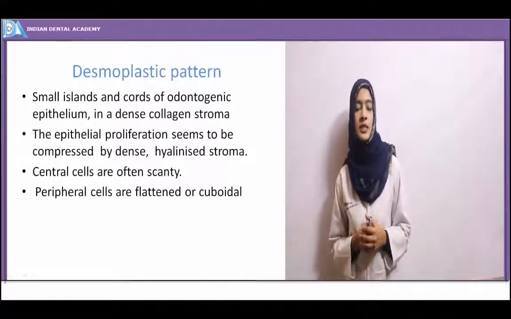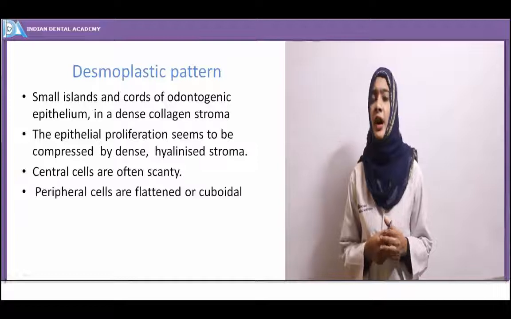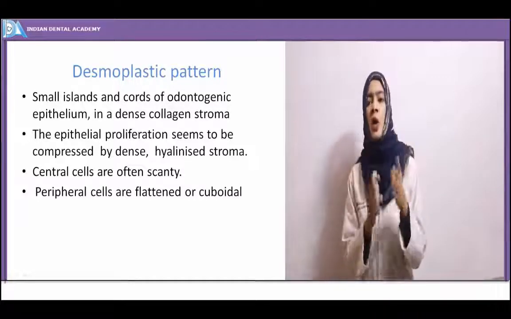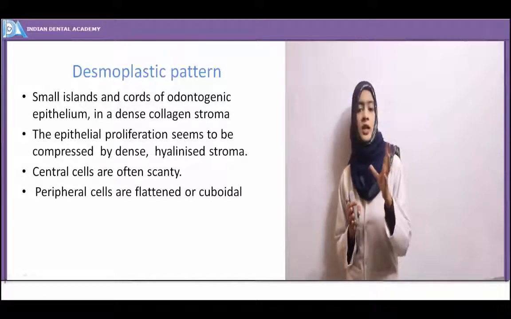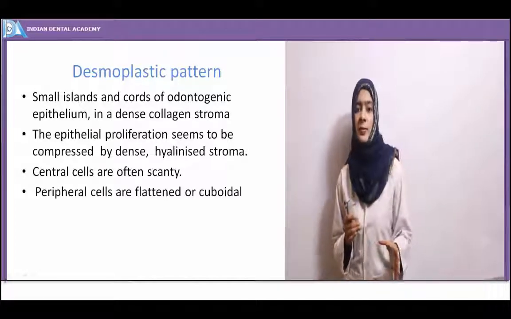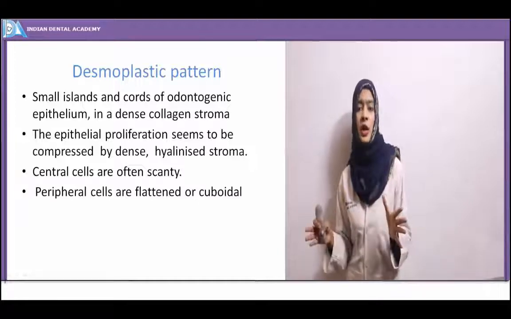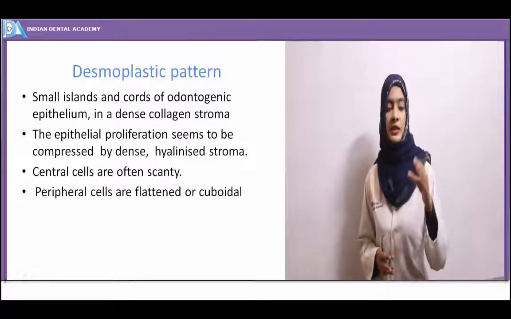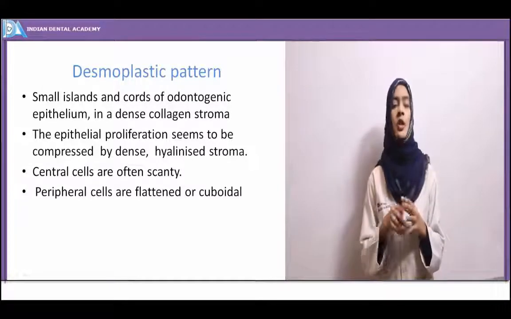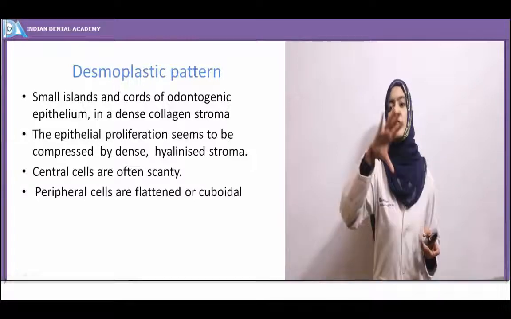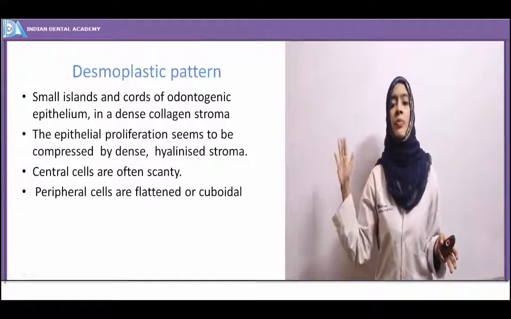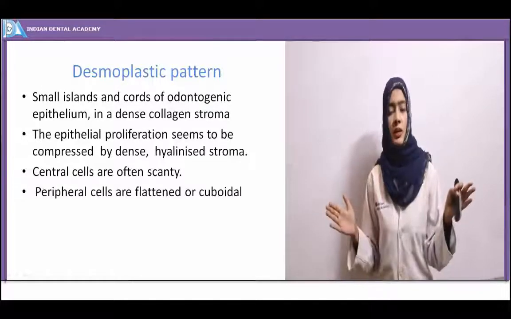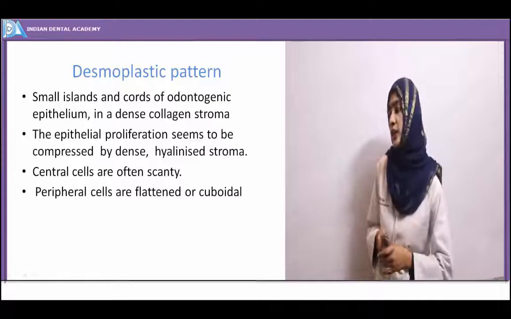The desmoplastic pattern is also composed of islands of odontogenic epithelium, which may be arranged in different forms, like small cords or small strands of epithelium which are just compressed by the collagenous stroma. Here the stroma tends to be very dense in nature. Okay, the epithelial proliferation is just compressed by the stroma. So when you see the histologic picture, you characteristically see wide stroma and very little odontogenic epithelium, because the odontogenic epithelium is compressed and it is not that proliferative in nature.